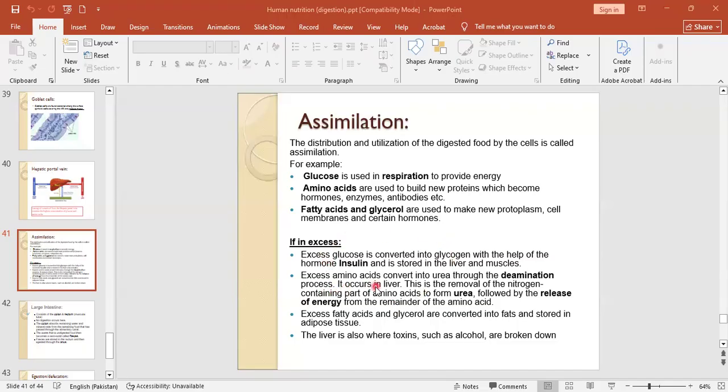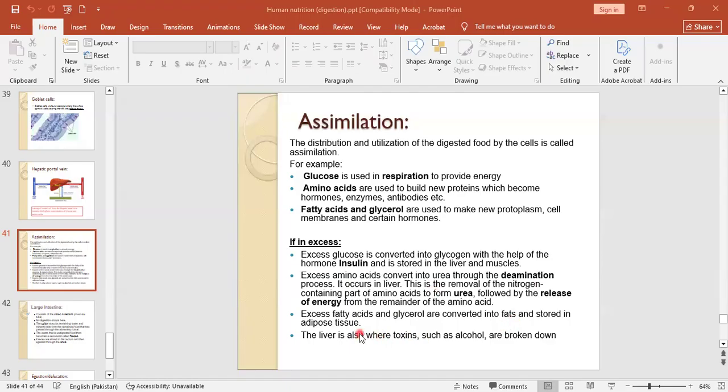What would happen to the amino acid? It will convert into urea by the process called deamination, and that urea will be released out of your body through urine. That's toxic material. Okay. All right. And what happened to the fatty acid and glycerol? The excess fatty acid and glycerol are converted into fats, the larger molecules, and then stored into the adipose tissue.